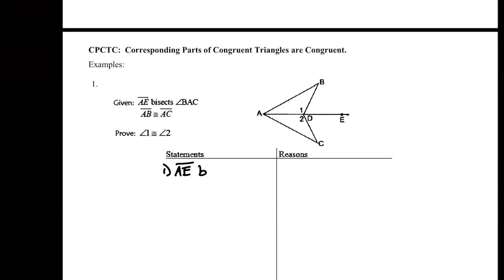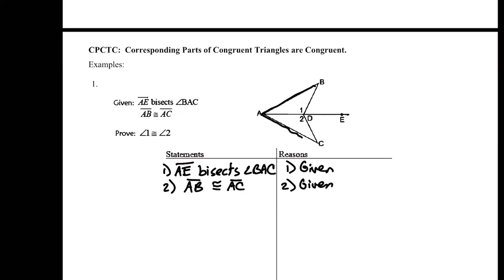So looking at number 1, I have my statements, my givens. AE bisects angle BAC. That's one given. It's a statement, but it's also a given. And AB is congruent to AC. That's another given. So if AE bisects angle BAC, here's BAC, starting here, going here, ending here. So it's the angle at A. That's the one that's getting cut in half. That means that these two angles are congruent to one another.